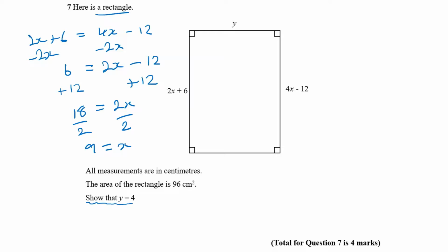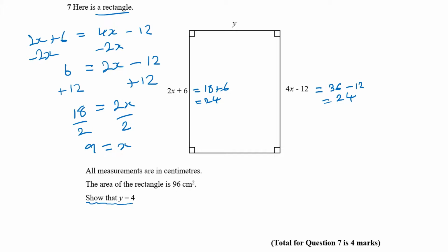Because x equals 9, 2x plus 6 must be 18 plus 6, which is 24. And 4x minus 12 must be 9 4s are 36, so 36 take away 12, which is also 24. You can see I've solved this correctly to get x equals 9.